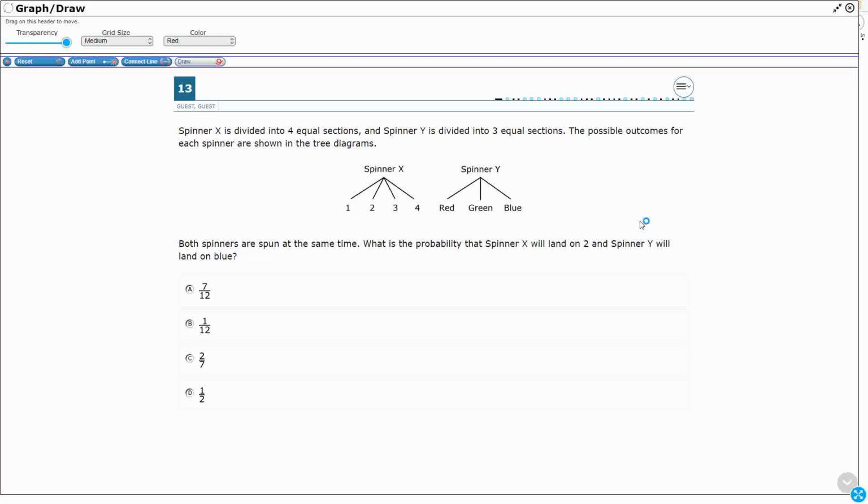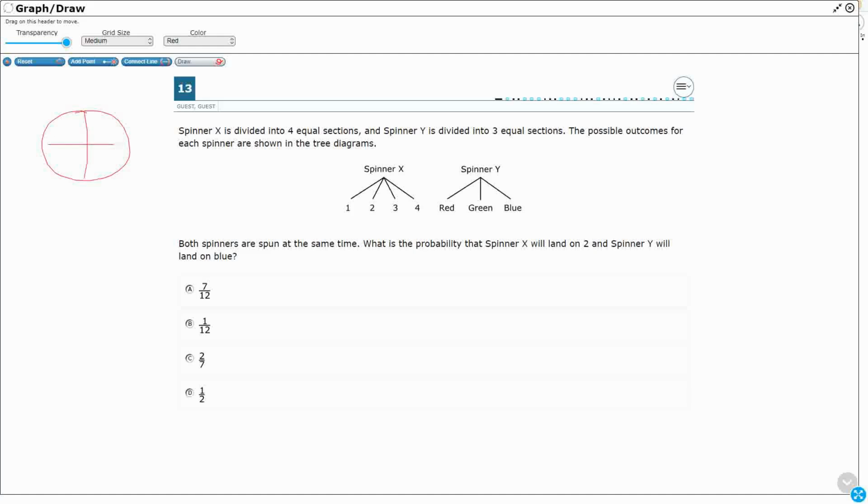All right, so we've got two different spinners. And one is divided into 4 equal sections, right? So we can draw a picture of that if we need to. We can say this is spinner X. And what do we have? We've got a 1, a 2, a 3, and a 4.